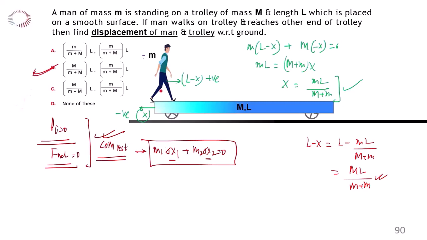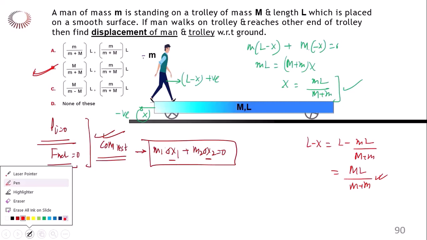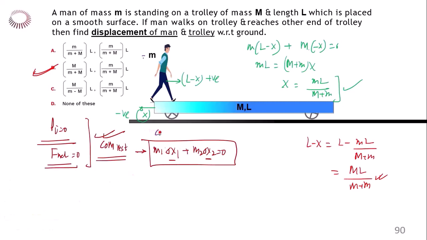So both are displacing. While the man is moving in the forward direction, the trolley is moving in the backward direction. And in the entire situation, the initial momentum is 0, so I can say that the center of mass is at rest. So I can use this concept: m1 into delta x1 plus m2 into delta x2 equals 0.